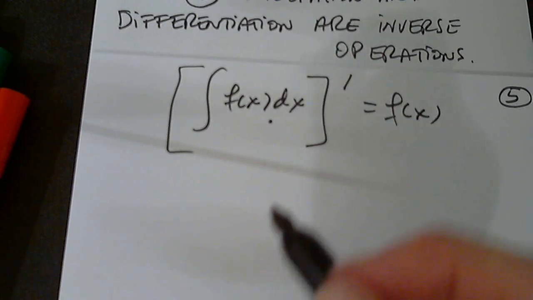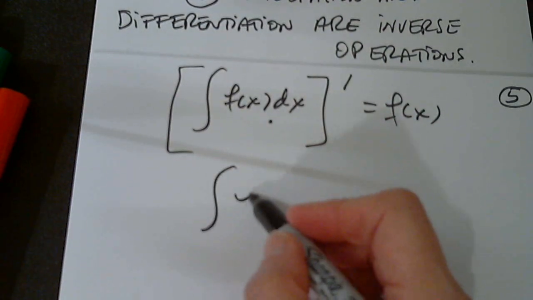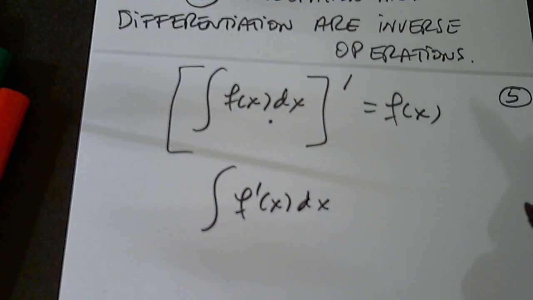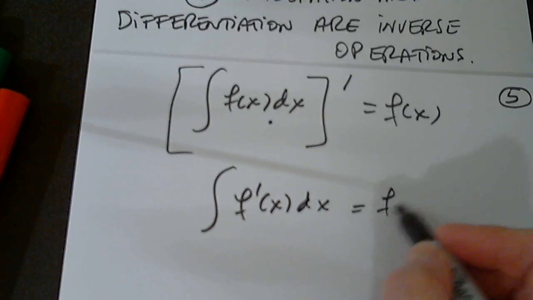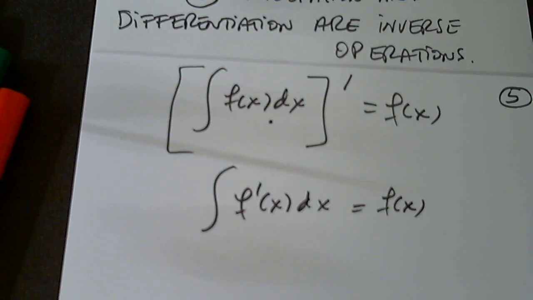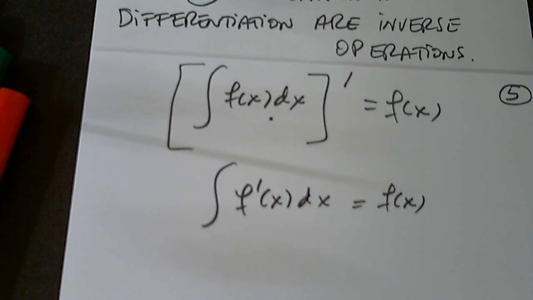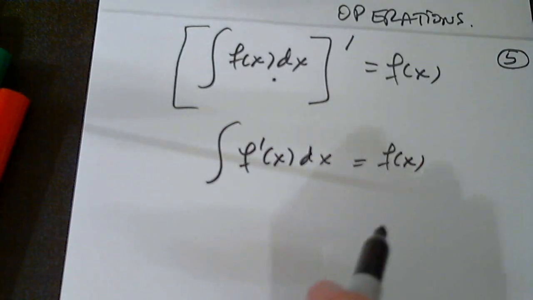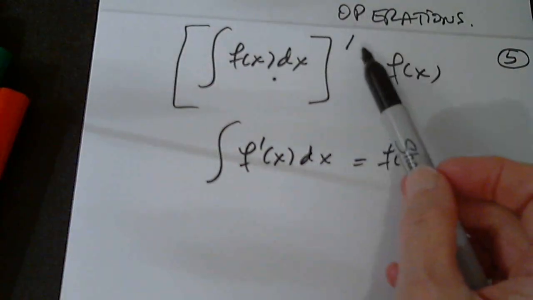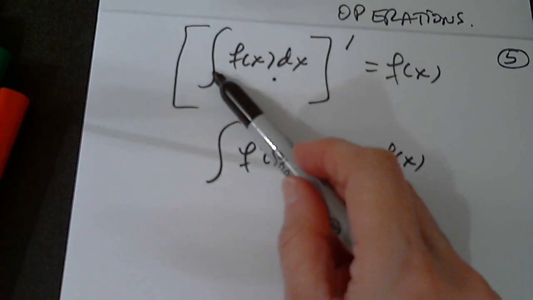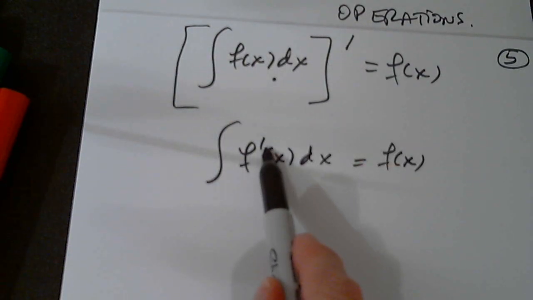Also, if I have the integral of f prime of x dx, I also get f of x because I'm integrating a derivative. Okay, so again, integration and differentiation are inverse operations. They cancel their effect on the function. This one cancels this one, cancels this.